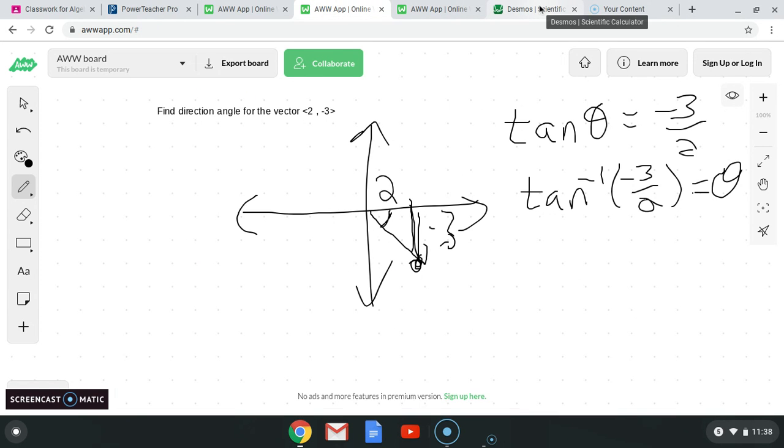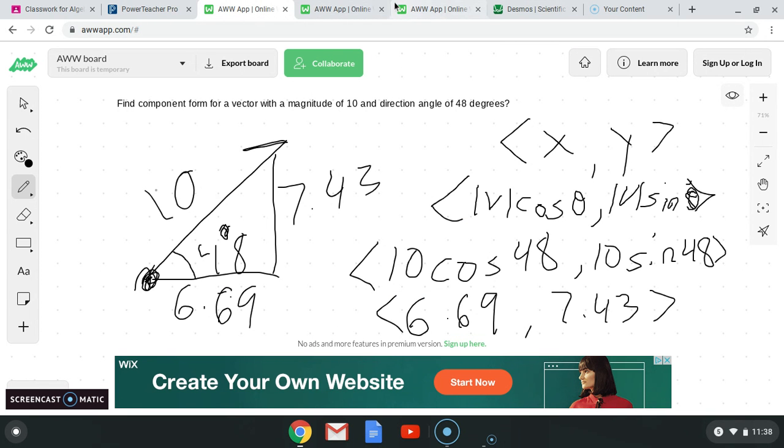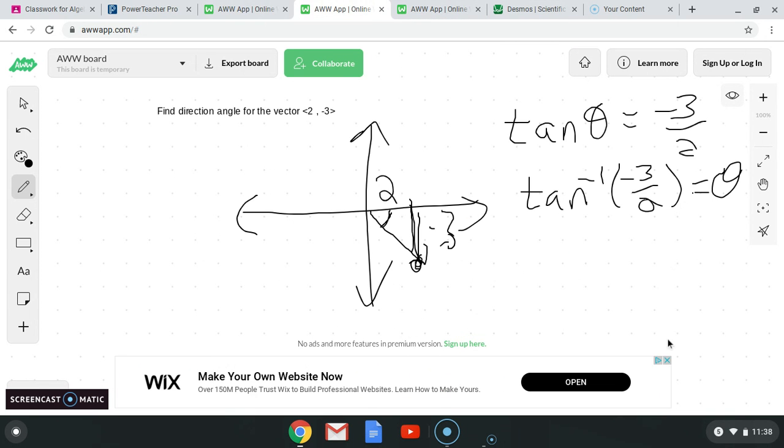But so inverse tangent of -3/2. Then we get -56.3 degrees. I'm just going to round it to straight -56 degrees. So that says that this angle is -56 degrees. It goes down. So right there, -56 degrees, which would be fine. You could say that. It's kind of weird to say it as a negative.